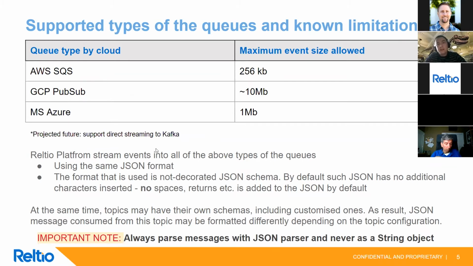Another important note: we unfortunately had some cases in the past where whoever implemented the consumer for the queue implemented the parser as a string object, not as JSON. So obviously, the schema will have a heavy impact on this. If you parse your message as a string, any change in the schema will break the implementation, and we'll have to change the code. If you parse it as JSON, changes in the schema will not impact you. So we always recommend parsing messages as JSON, not as a string.